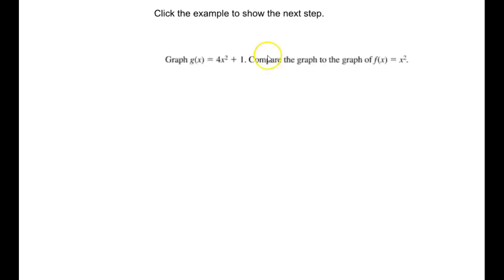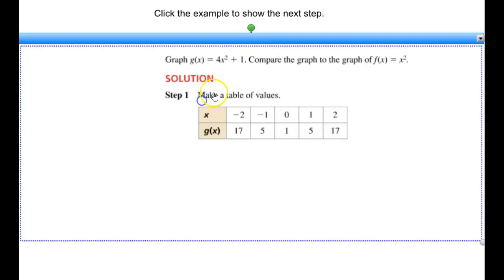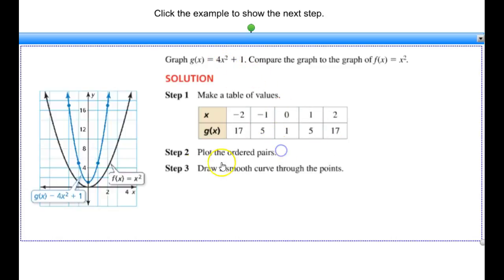So now here's our next example. Again, I'm given 4x squared plus 1, and I have to compare it to my parent function of x squared. So again, the first thing I do is I make a table of values, and I start with the x value of my vertex in the middle, and pick 2 points on each side. I plug these values into my x, and I solve for my y. Then I've got my points, and I can plot those.